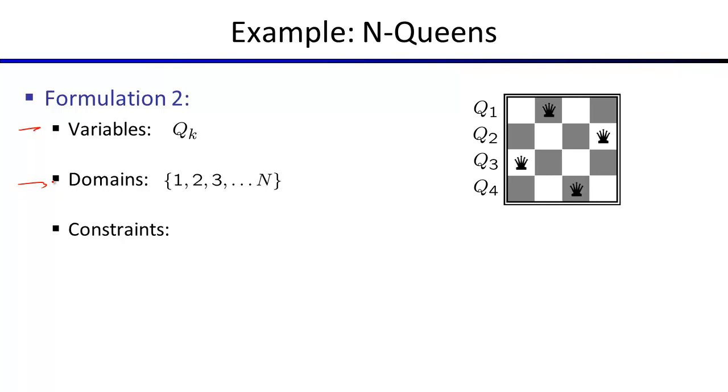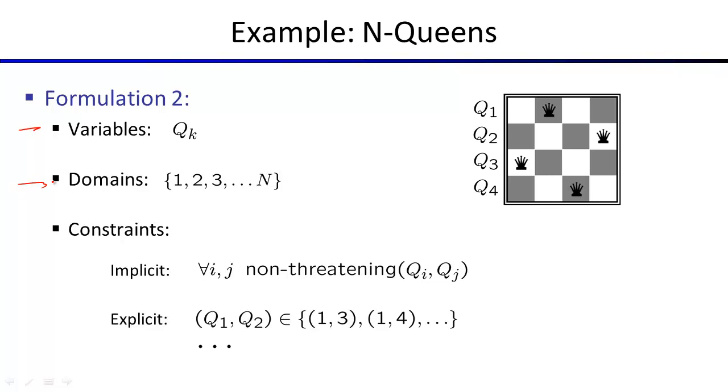What are the constraints now? Well, implicit, it's just that for every pair qi, qj, they have to be non-threatening. That could be a piece of code that checks if you assign column, let's say, 2 to qi and column 4 to qj, are they threatening each other or not? Explicit, you would do things like this. For each pair of variables, you need to specify the possible combinations of values that they are allowed to take on.